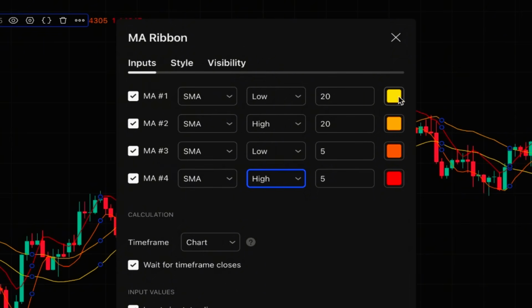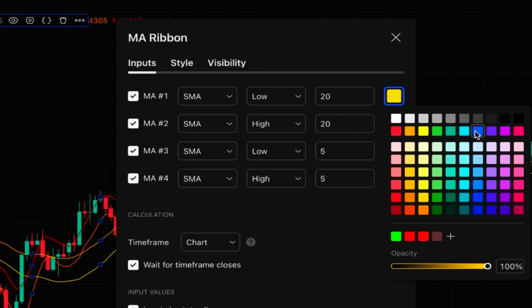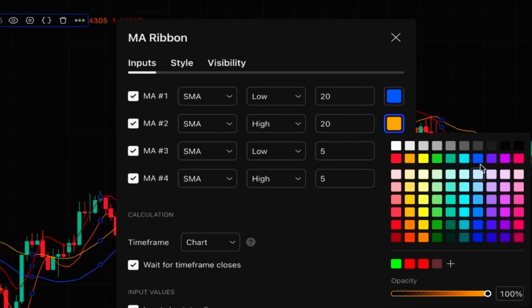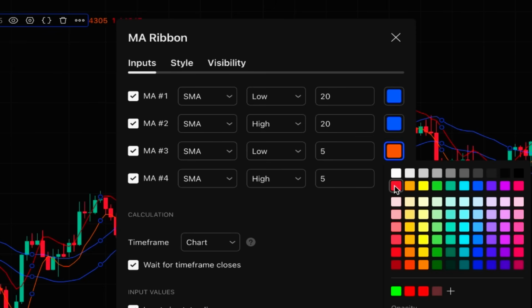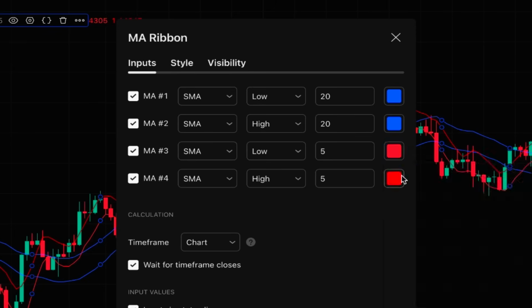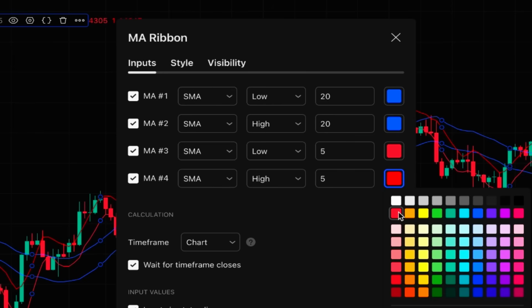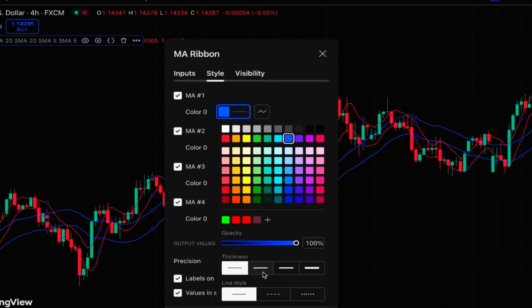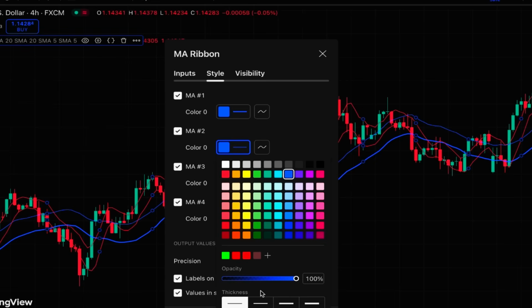For the first moving average, we set the color to blue, and for the second moving average, we set the color similarly to blue. And for the third moving average, we set the color to red. And for the fourth moving average, we similarly set the color to red. And finally, we go to the style tab and we try to increase the thickness of the moving average lines so they can be better visible on the price charts.